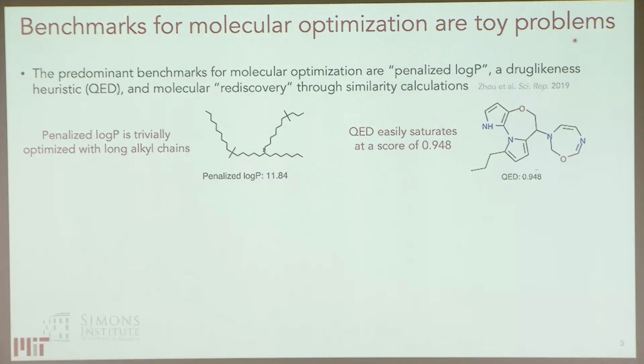QED is this fragment-based method that, again, scores from 0 to 1, this sort of drug likeness. And basically, it saturates at 0.948. And if you have a generative technique that doesn't get 0.948, that's a huge red flag. And if you have one that does get it, great, right? It's a necessary but nowhere near sufficient criterion for having a useful generative model.